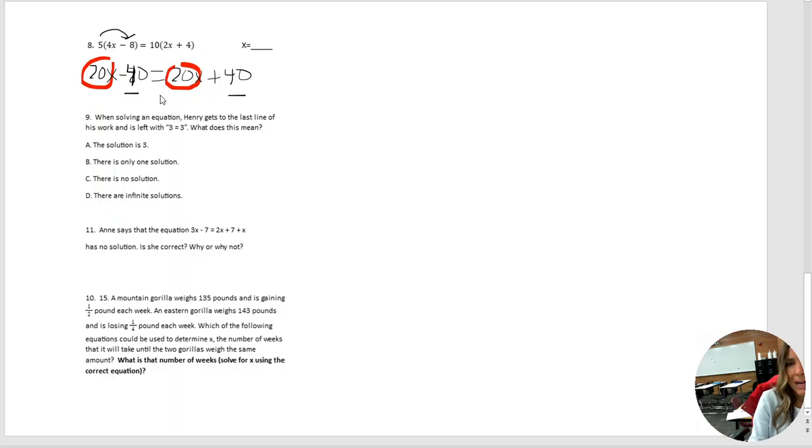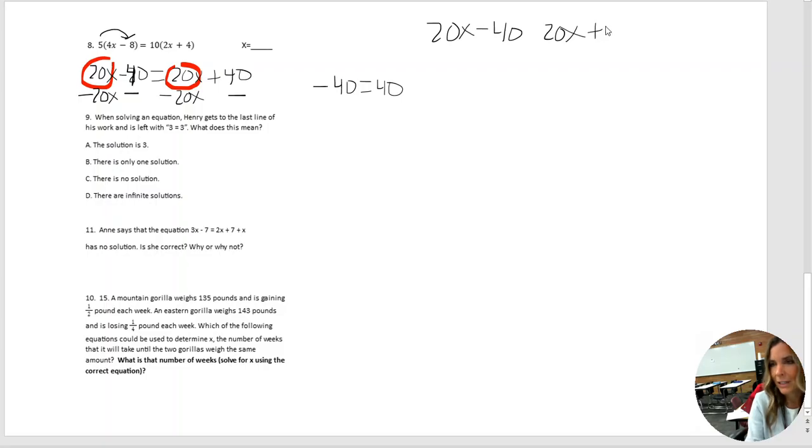And so when I subtract 20x from both sides, there is no x left. The only thing I have left is negative 40 equal to positive 40, which is not a true statement. And back in the beginning, if your variable term is the same, but your constants are different, there is no solution to this. There's nothing you can plug in for x and multiply it by the same thing, but then add 40 on one side and subtract 40 on the other and have that be equal. So on this one, you should have said there is no solution.